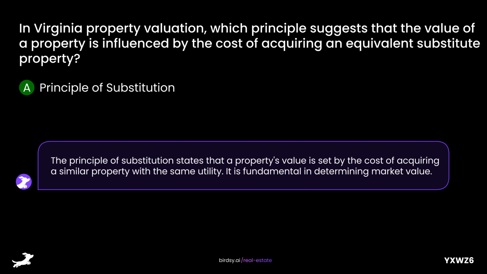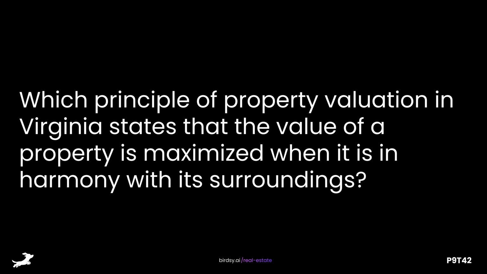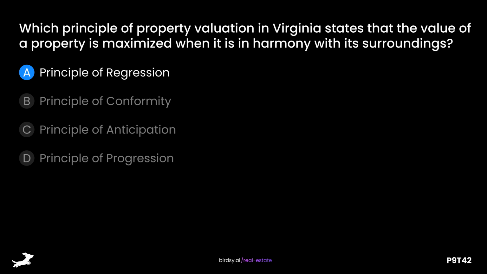The principle of substitution states that a property's value is set by the cost of acquiring a similar property with the same utility. It is fundamental in determining market value. Which principle of property valuation in Virginia states that the value of a property is maximized when it is in harmony with its surroundings? Is it A, principle of regression, B, principle of conformity, C, principle of anticipation, or D, principle of progression?